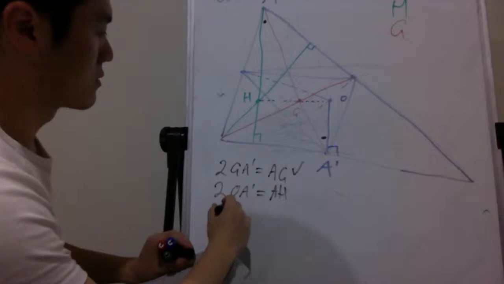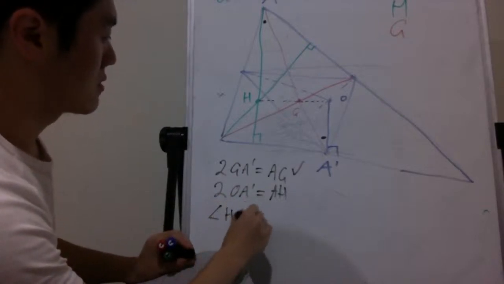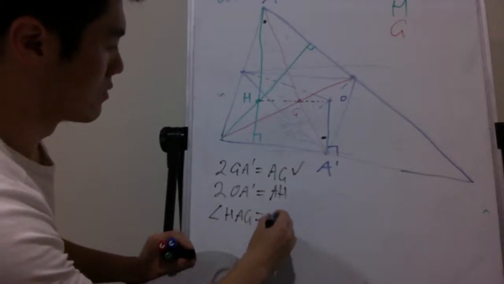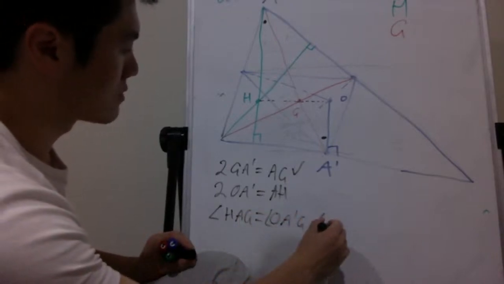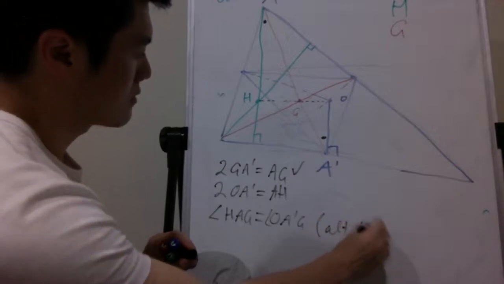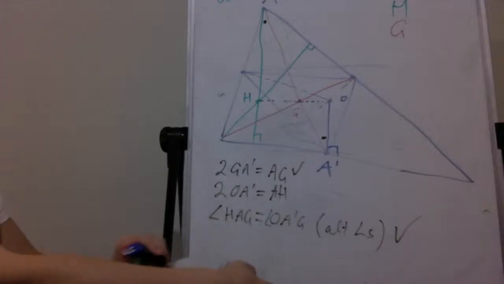So we got that angle HAG equals angle OA prime G, and this is alternate angles. We have these two things.